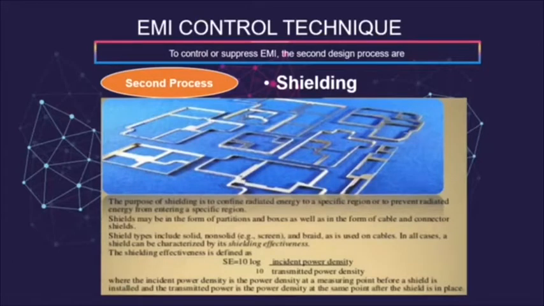So let's move on to the second process, which is shielding. Shielding is to confine radiated energy to a specific region or to prevent radiated energy from entering a specific region. Shields may be in the form of partitions and boxes, as well as in the form of cable and connector shields. Shield types include solid, non-solid, and braid that is used on cable.